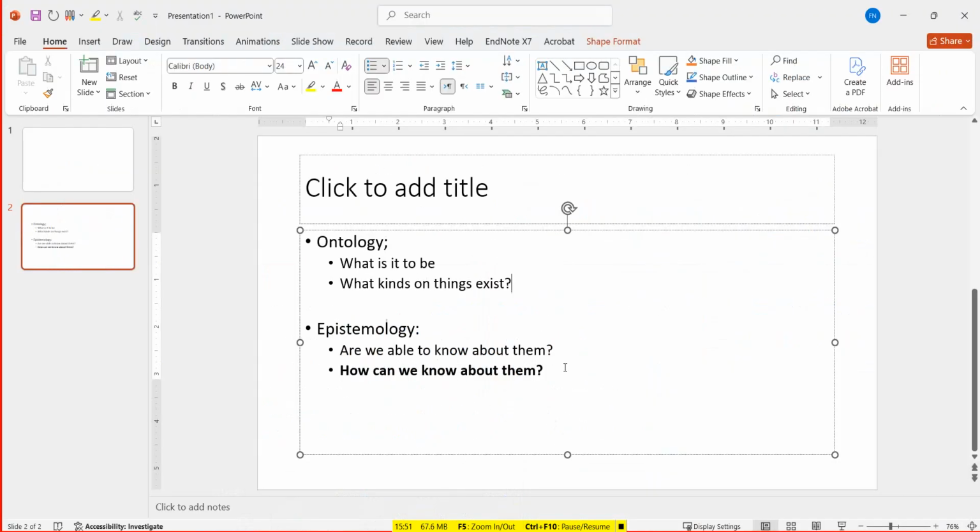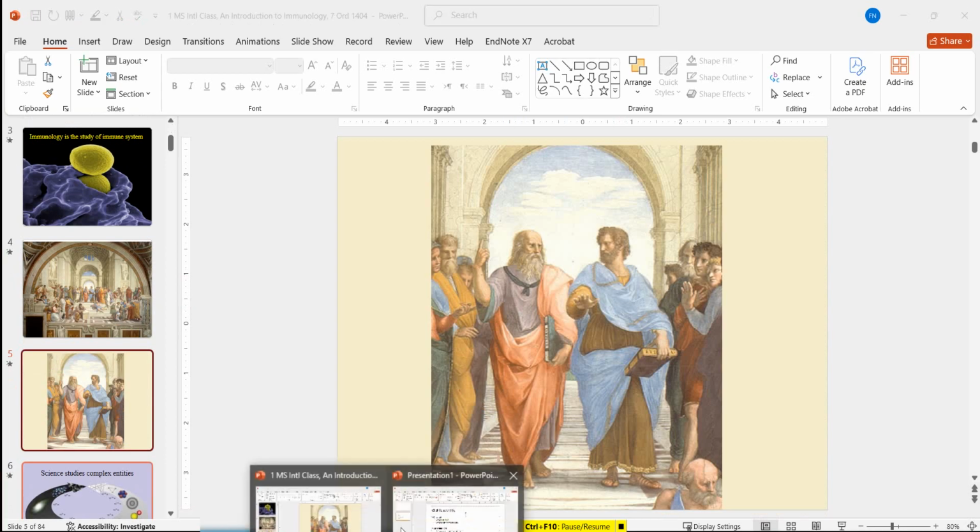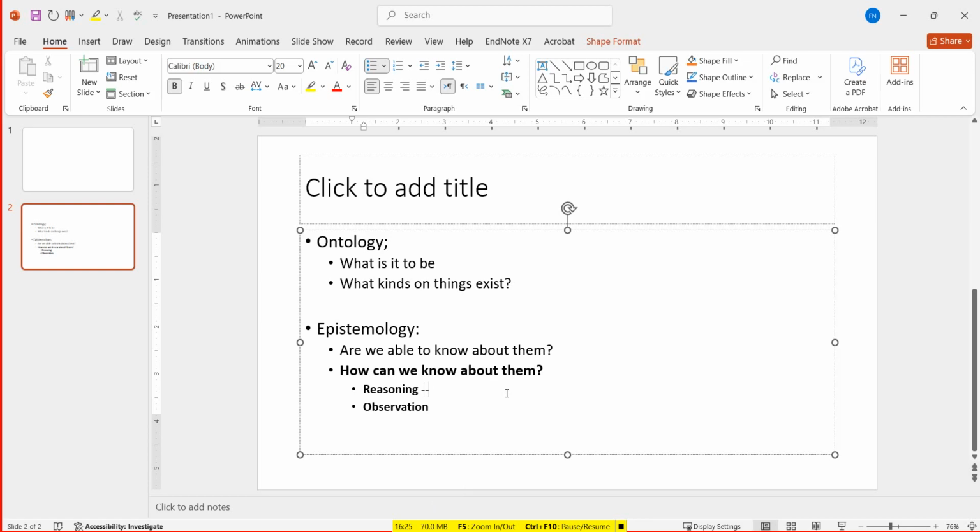So the question of epistemology: how can we know about things? There have been two answers to this question. One has been through reason or reasoning, and the other one has been through observation. And actually, these two figures that you see here, Plato and Aristotle, are kind of advocates of each of these two ways of acquiring knowledge. Plato was what was later called a rationalist. Rationalists believe that you need to use reason and deduction in order to acquire knowledge about the world.